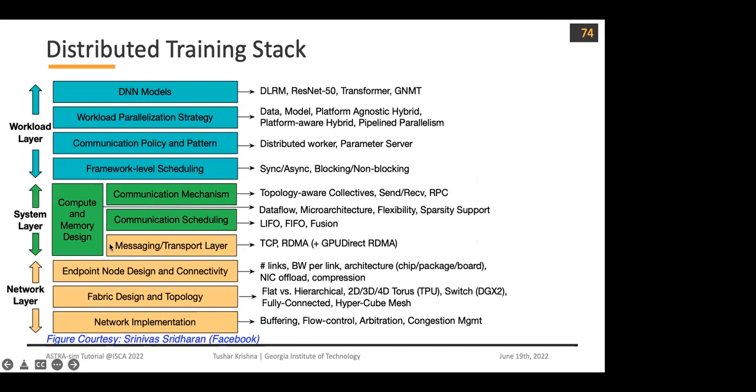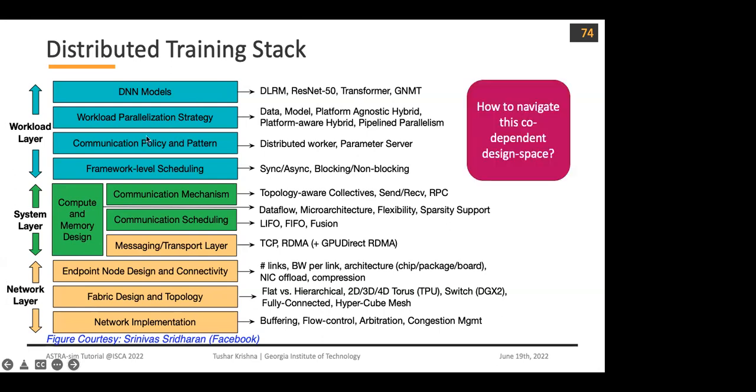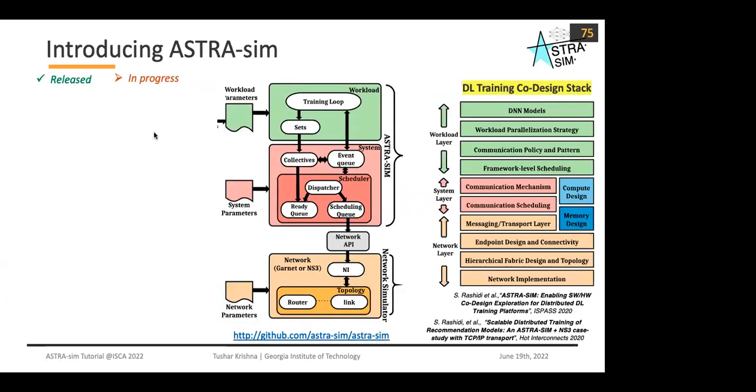So if you have a fixed system and can't do anything, then you want to focus here on trying to optimize and find the best parallelization strategy and probably the best algorithm. But if you're an architect, you might be operating at this layer where you're thinking about designing the compute and memory system or the network, and seeing how that works given models today and the expected trends. So how do you navigate this codependent design space? This is why we built this simulation infrastructure.